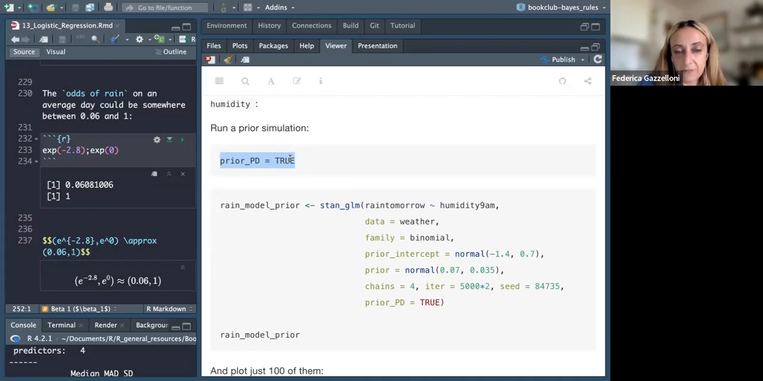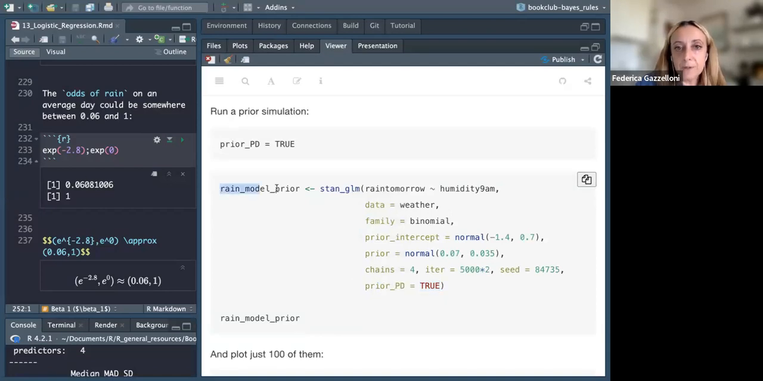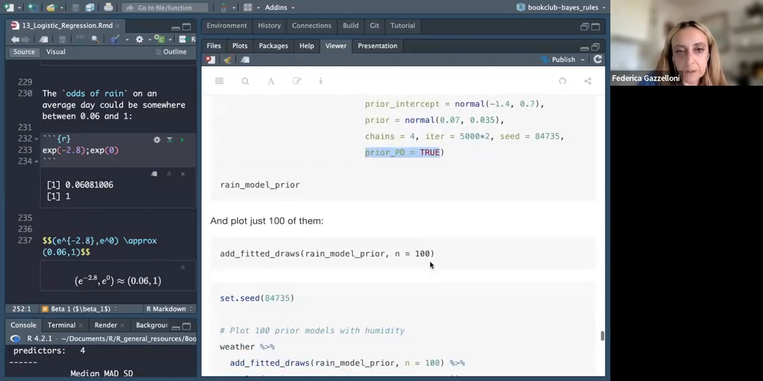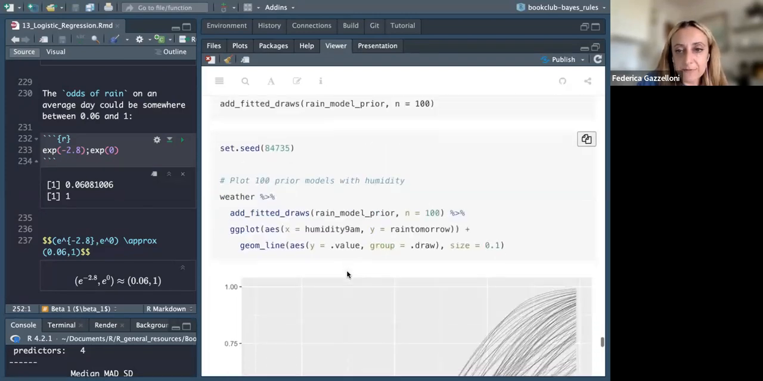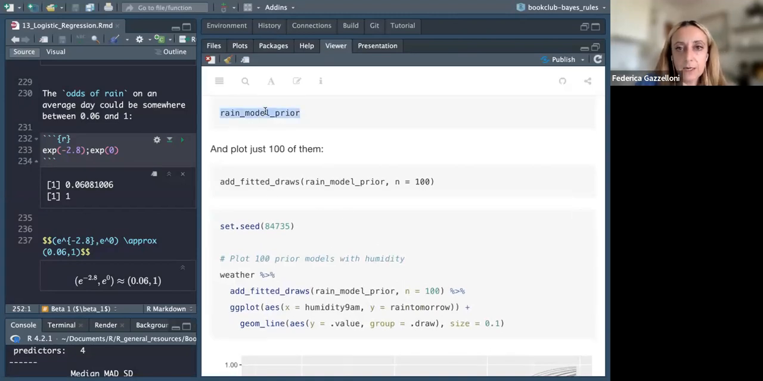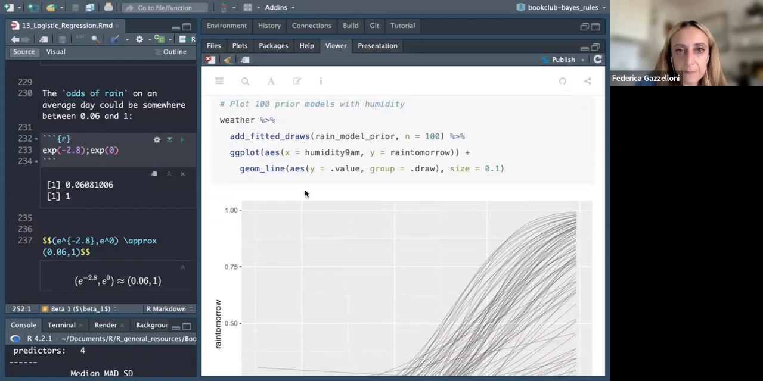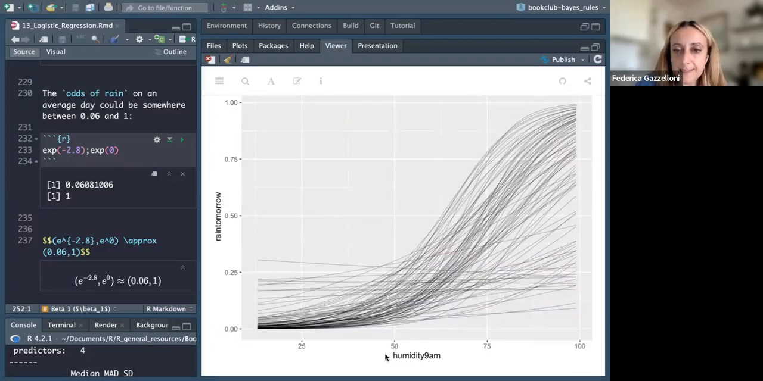This is what basically changes from a prior to a posterior: the option in the function, prior PD true or prior PD false. If you do prior PD true, we model the prior. We run the stan GLM with our prior for beta 0 centered and our prior for beta 1, with the parameters that we just estimated, and we set prior PD true. Then all that comes after this is a look at the model result. If we plot this, we see that this is the trend.